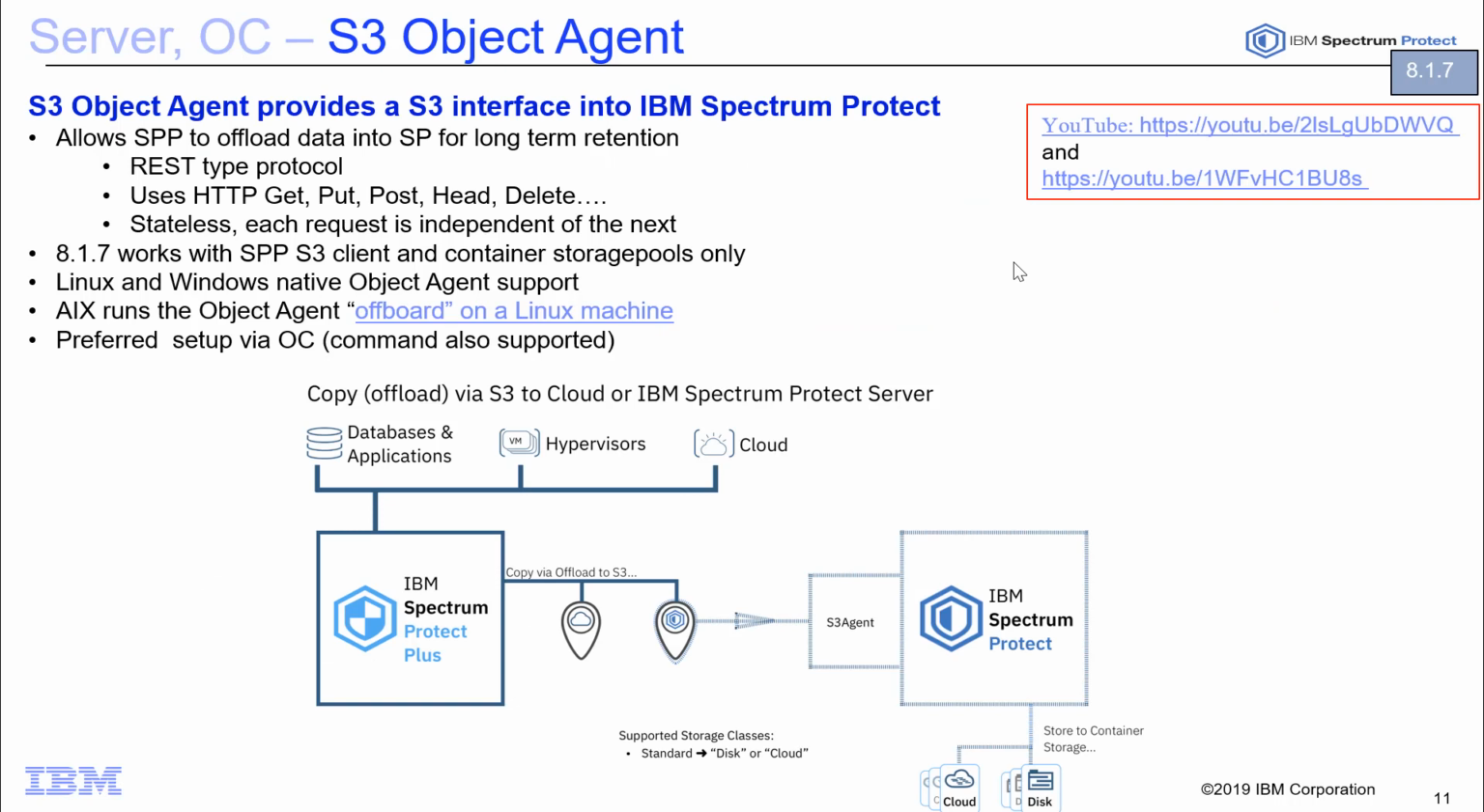Okay, next we're going to look at the new object agents, and the importance of the object agents is we are now able to utilize Spectrum Protect as an S3 interface, and currently that S3 interface is only collecting information from Spectrum Protect Plus, but maybe in the future we'll open it up to other S3 applications also. And by having the Spectrum Protect server create an object agent, we can now offload the Spectrum Protect Plus data into Spectrum Protect and keep it for long-term retention.